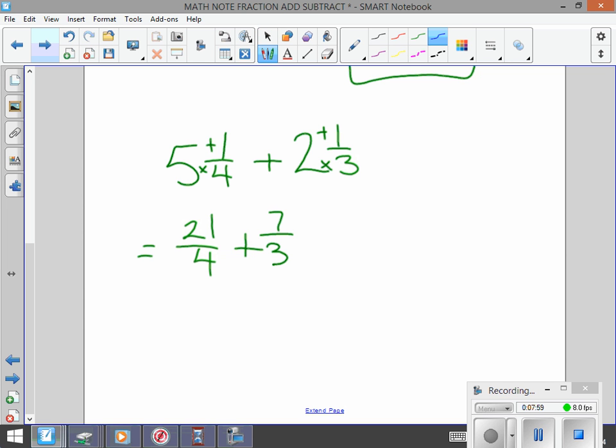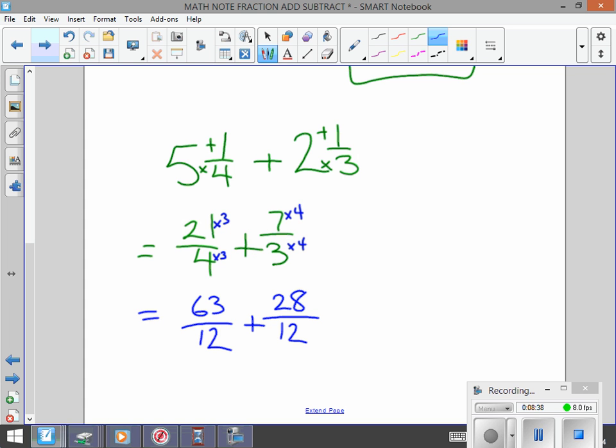And the smaller number 3 won't go into 4 evenly. So we're going to have to find the smallest number that both 3 and 4 will go into. And if you don't know, what we can always do is just multiply by the opposite denominator. So I'm going to multiply this fraction here by 3. And I'm going to multiply this fraction here, the numerator and denominator, by 4. And when you do that, you'll find the common denominator for both of them. Here we go, 21. Don't worry that the numbers are getting bigger. 21 times 3 is 63 over 12. And 7 times 4 is 28 over 12.